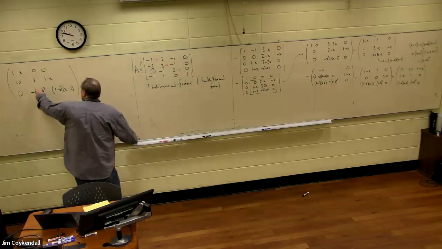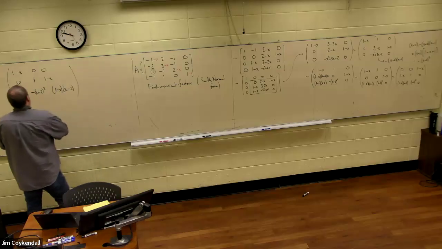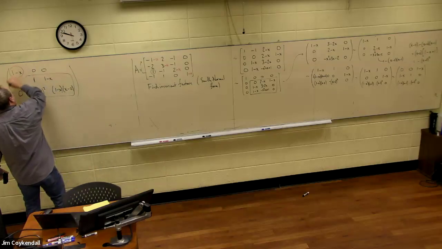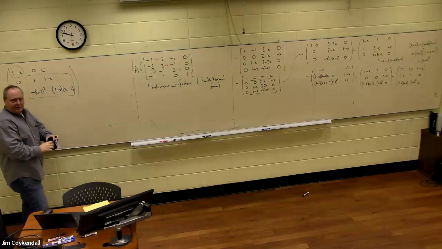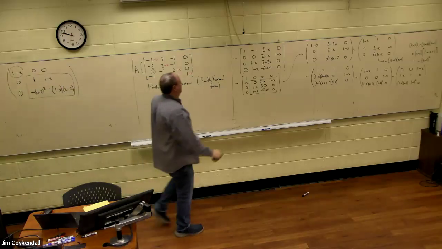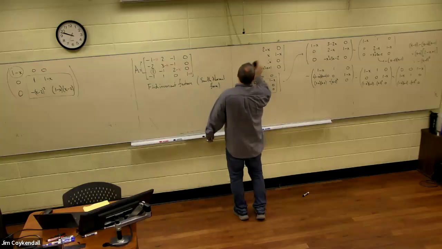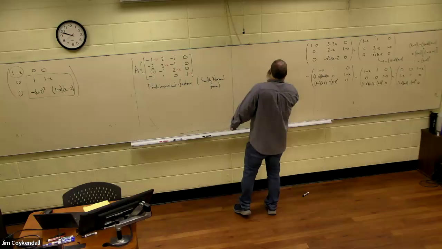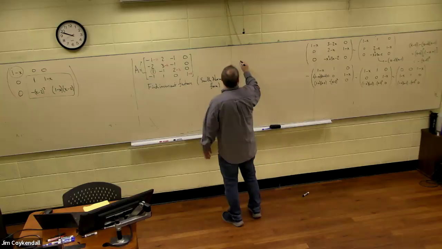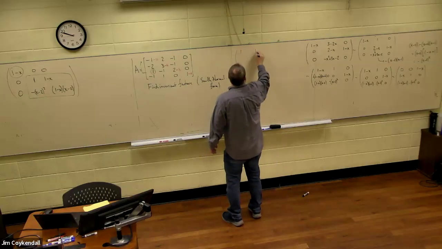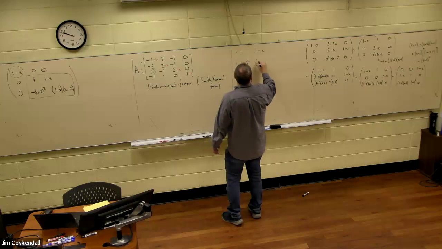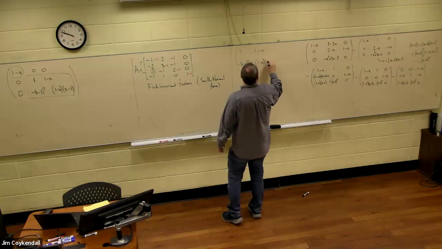So now I'm going to work on this one right here. It looks to me like I've got an invariant factor here, 1 minus x. I'm going to work on the smaller 2 by 2 that I've got in that lower right corner. And now I have 1 minus x, minus 2 squared, 1 minus x, x minus 2.